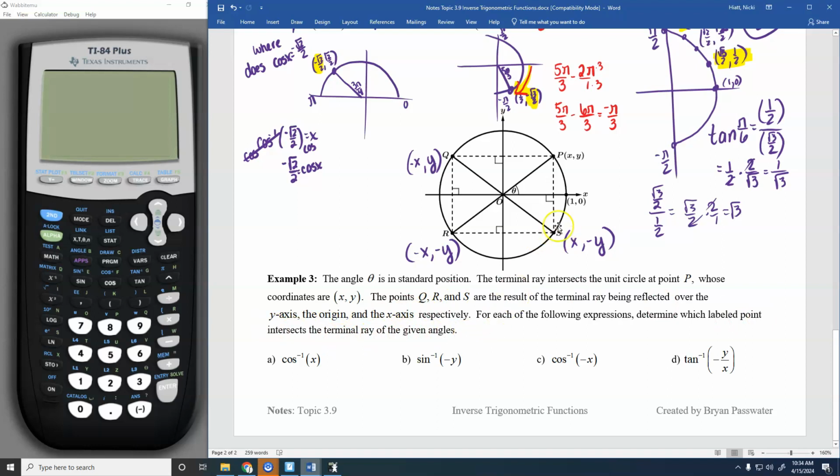So we know P would be what goes with the original theta angle, right? So we're trying to figure out what point this would go with. So if inverse cosine equals x, which point? We're not going to use P because they told us that's our starting point. The other ones are Q, R, and S. Which point would go with the inverse cosine equals x?